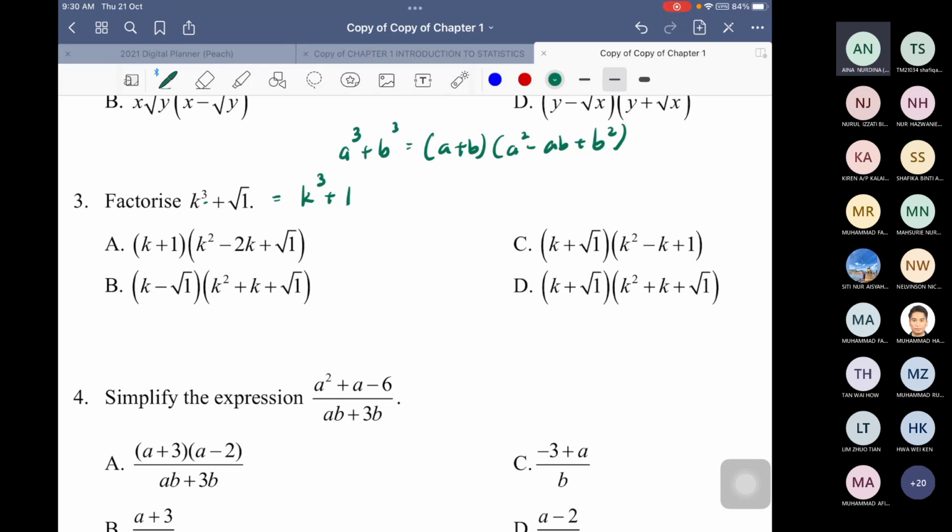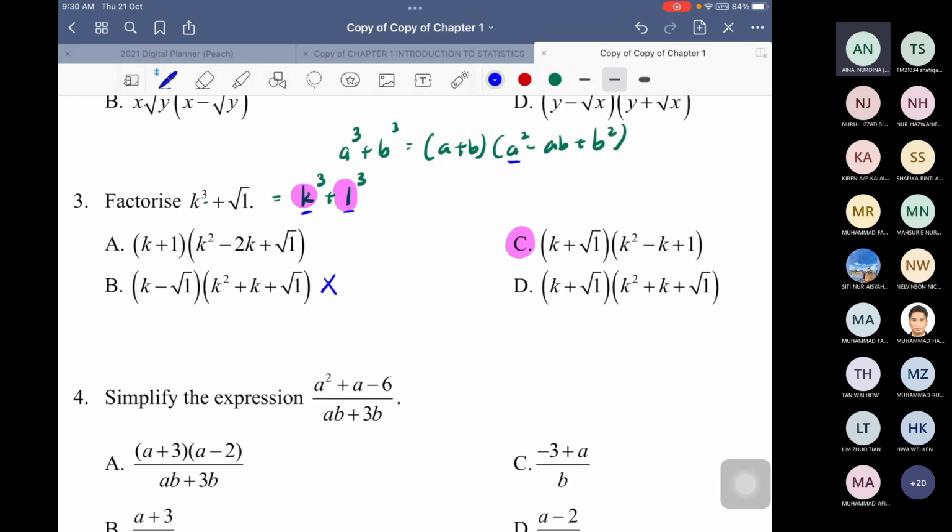So which one is the answer? C. Okay, that's right. So for this case, C. Jawapan dia adalah bersamaan dengan C. Sebabnya nilai A adalah sama dengan K. So nilai B adalah bersamaan dengan 1. So K tambah 1, automatically B ni bukan jawapan lah.